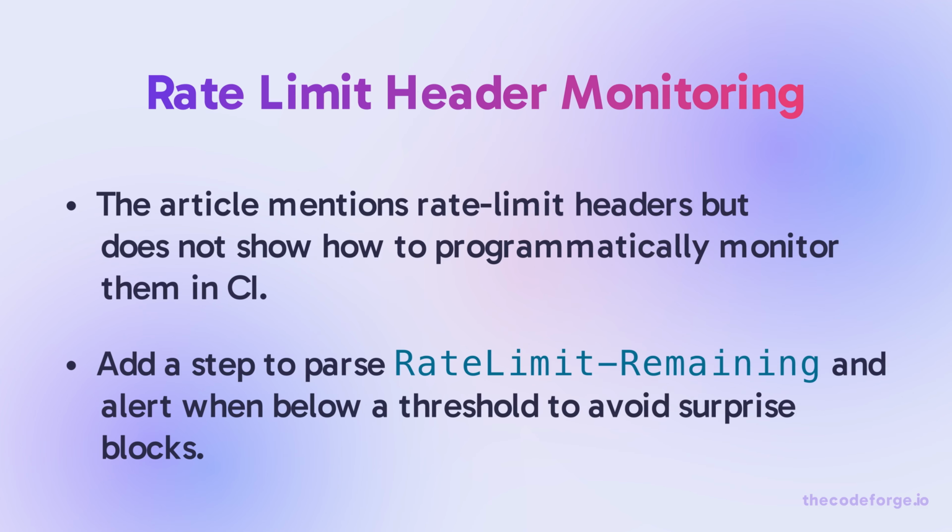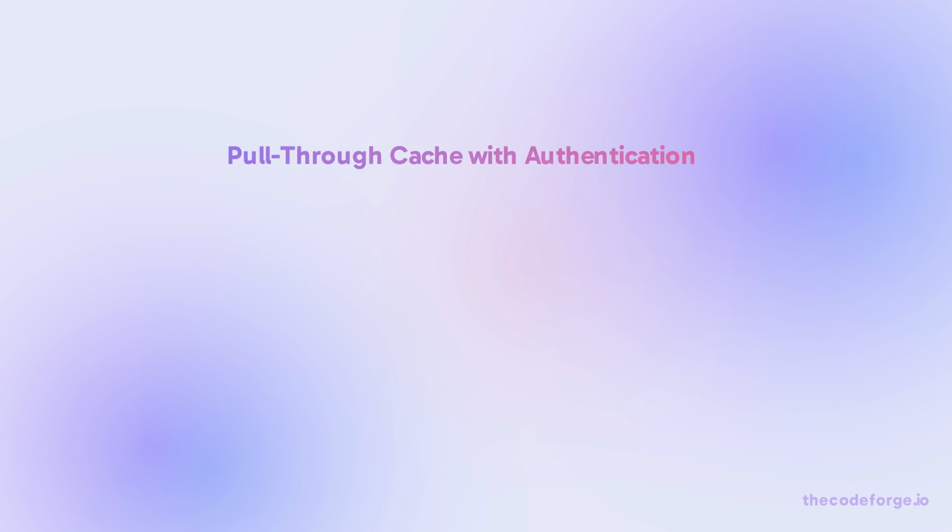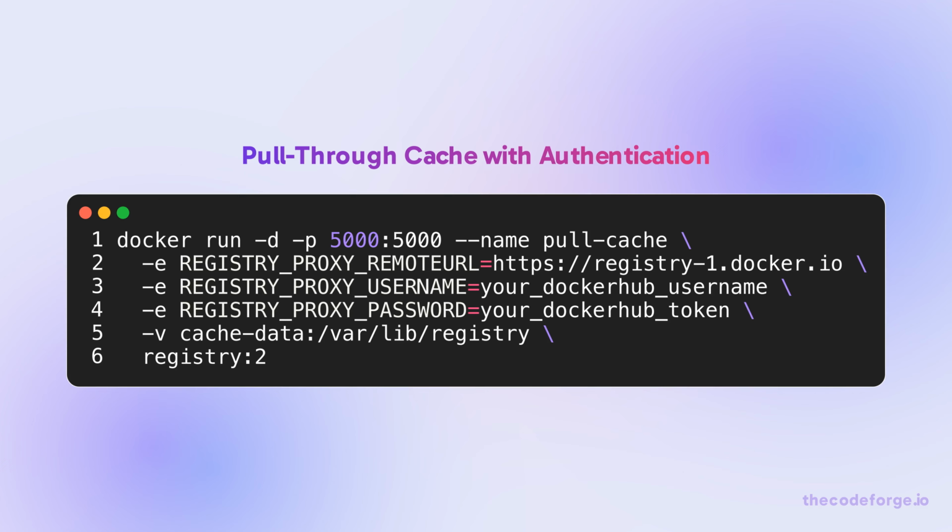The article mentions rate limit headers, but does not show how to programmatically monitor them in CI. Add a step to parse RateLimit-Remaining, and alert when below a threshold to avoid surprise blocks. The article describes a pull-through cache, but omits authentication. For production, the cache itself should authenticate to Docker Hub to use the authenticated pull quota. This snippet shows how to pass credentials via environment variables to the registry container.